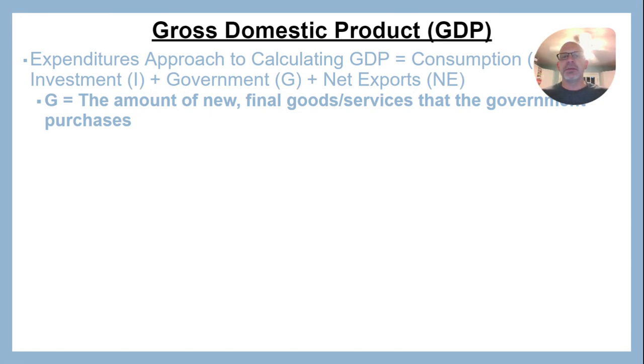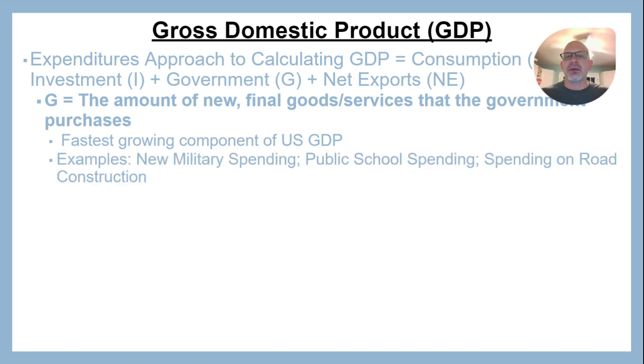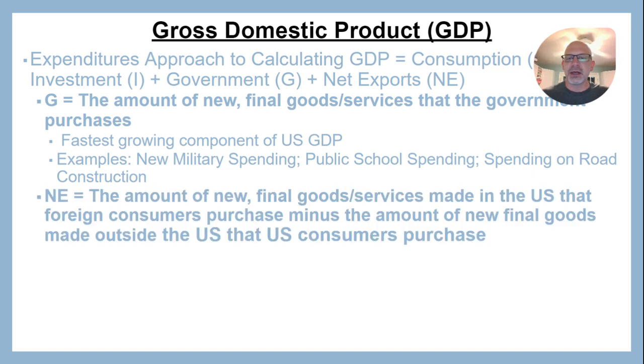Okay, moving on. Government spending is G. It's the amount of new final goods and services that any level of government buys. That could be local government, state government, or federal government. It is the fastest growing component of the U.S. GDP, and this can be a wide range of things. Again, there are a number of different forms of government within the U.S. So, new military spending by the federal government, public school spending by the state of Minnesota, let's say, or even the district, East Carver County District, spending on road construction, a new county road within Minnesota, that would all be counted.